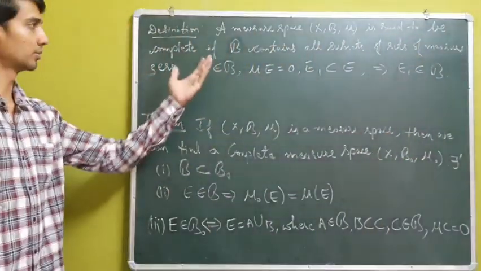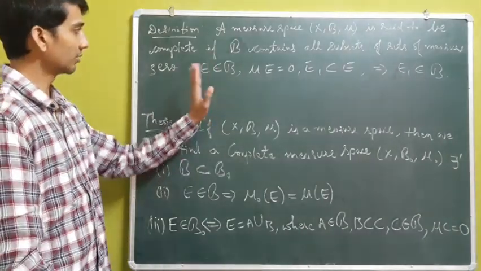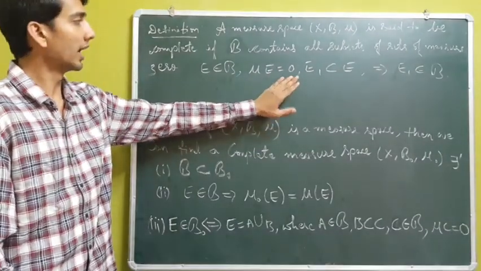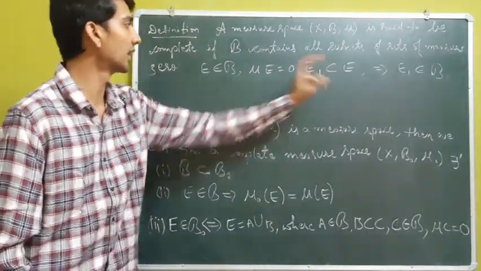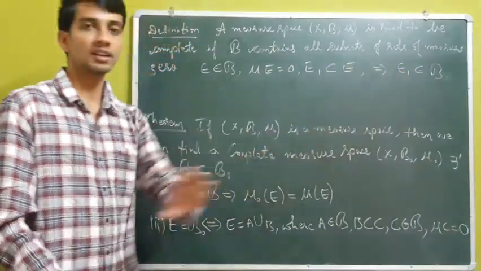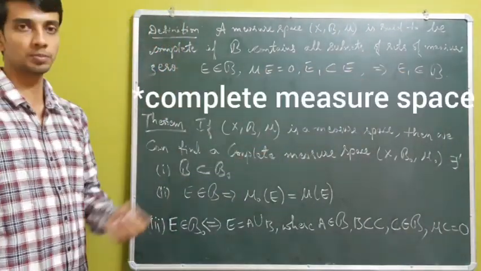That is what we mean by a complete measure space. I have a set in the collection. If the measure of that set is 0 and if we have a subset of that set, then that subset will be in the collection. So this is what a complete measure space means.